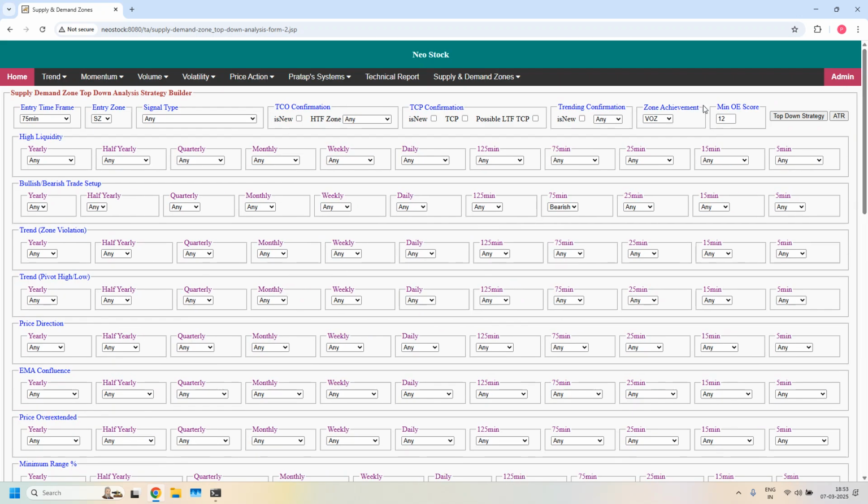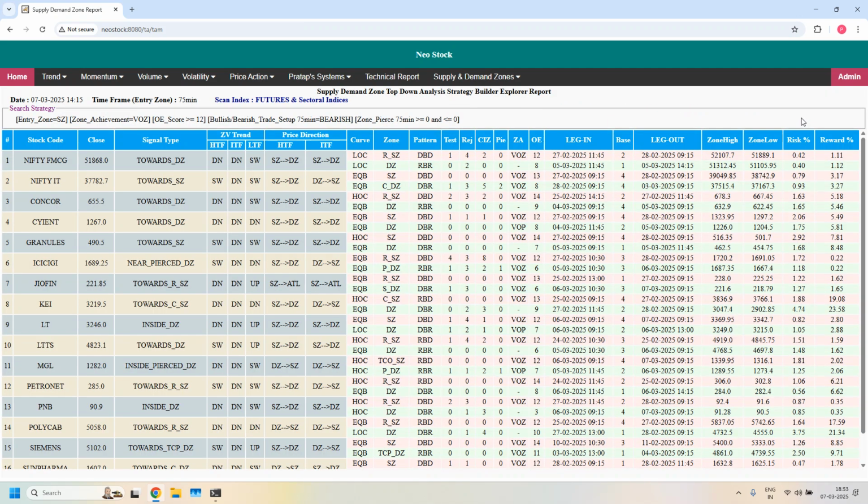And all the three filters are applied to the 75 minutes supply zone. Because you selected the 75 minutes supply zone, whatever the three filters you selected, zone achievement, minimum odd enhancer score, and zone pierced, all three are applied to this particular zone. Let's filter. And we got 17 stocks.